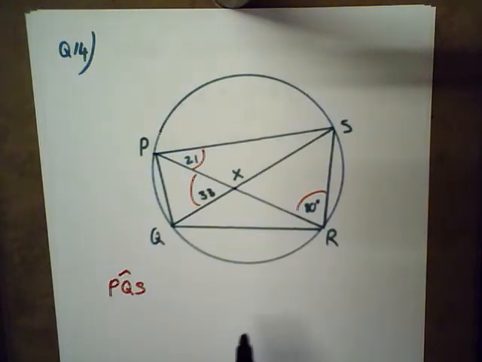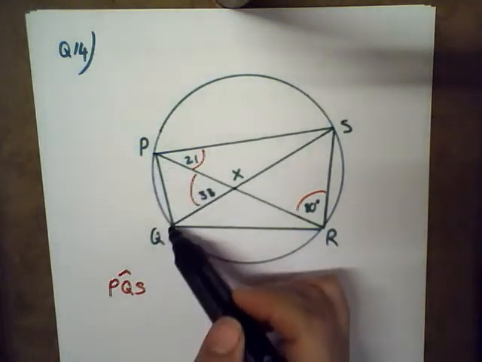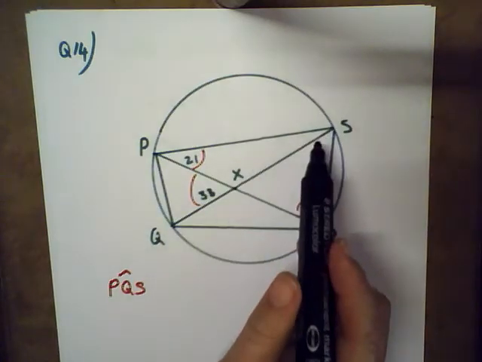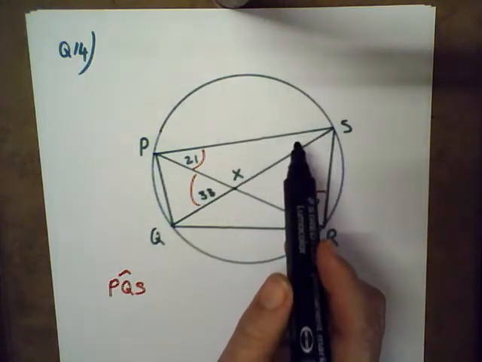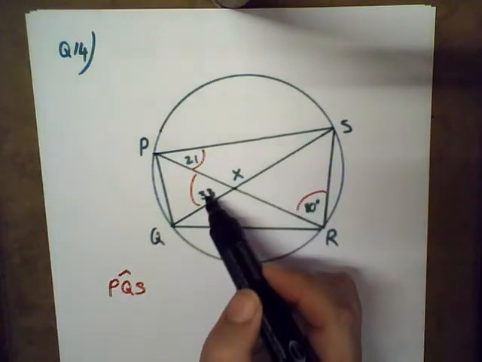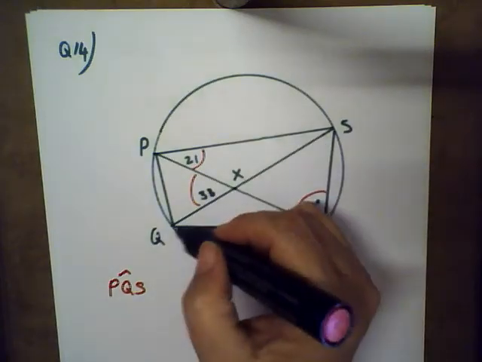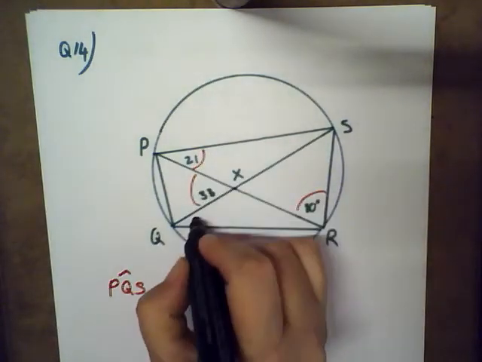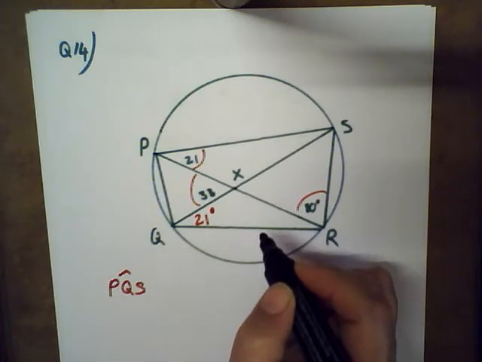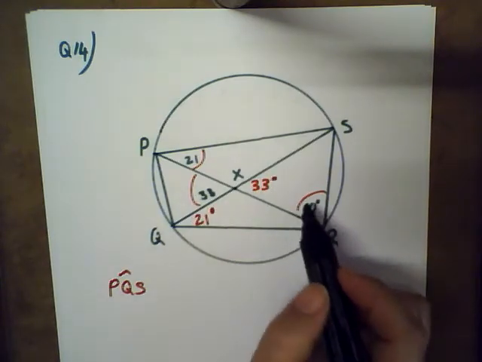So angle PQS. Now if I look at that, angle PQS, first of all, this is 33 degrees. I've got to look at that. This arc subtends both those angles, so this one would also be 33 degrees.